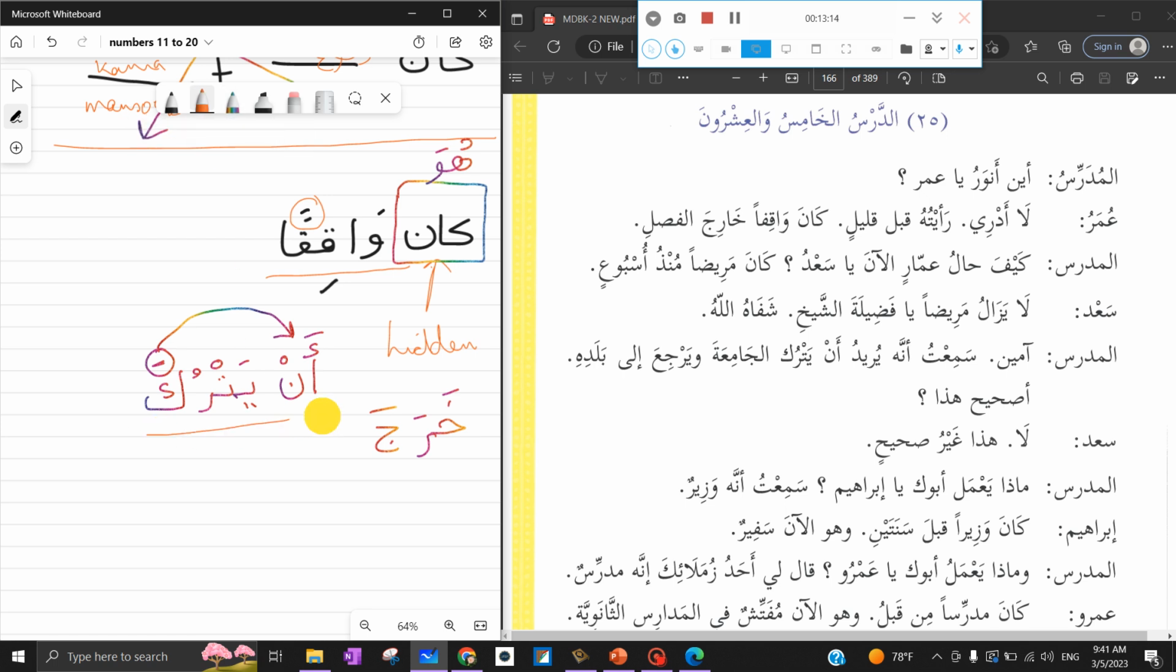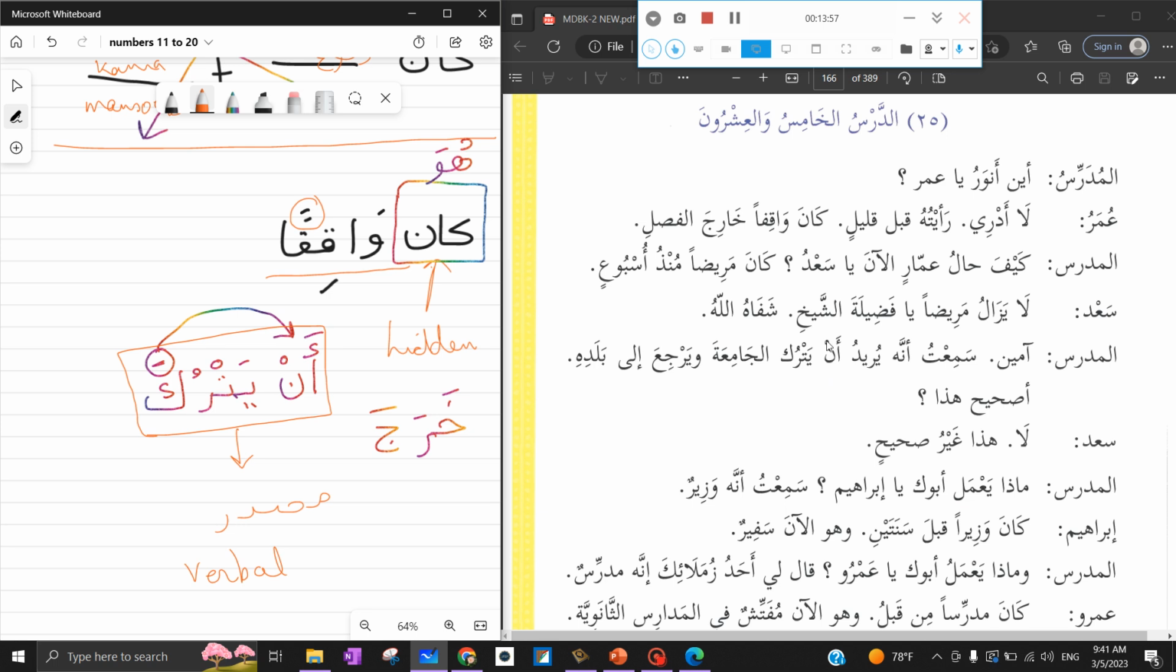Whenever you see this kind of structure, an yatruka, a fail mudare with an, this is also a structure of masdar. Masdar means verbal noun. Verbal noun means any noun, like in English we say eating, standing, running, the -ing words. So those are called masdar, verbal nouns, like the expectation, the expecting. An yatruka means wanted to leave or leaving. It gives the same meaning. So this is also a structure of masdar. It is equal to the masdar.